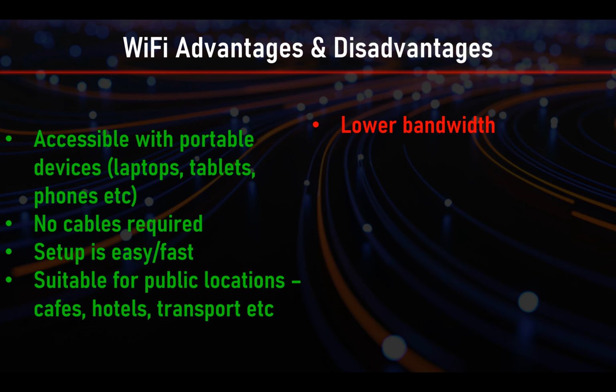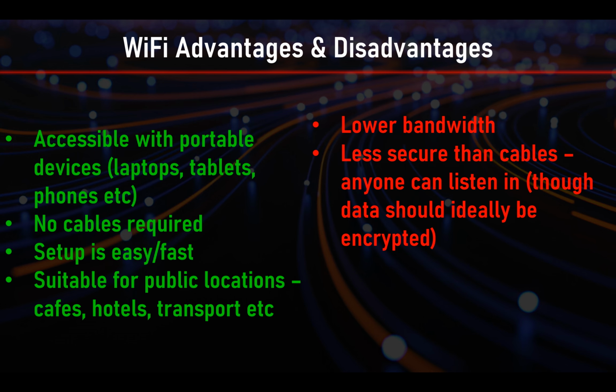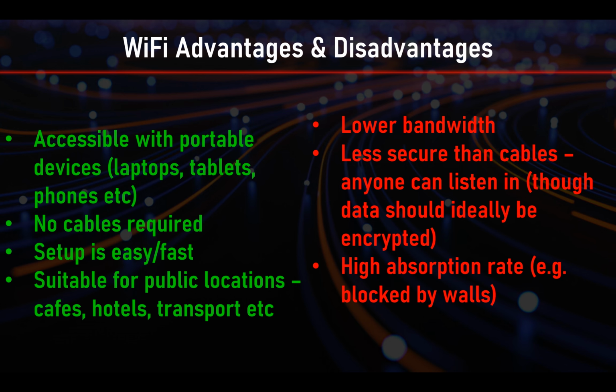However, disadvantages: it's going to be lower bandwidth compared to cabled, wired methods. Also less secure than wired methods because anyone can listen in, although again, data should ideally be encrypted. Also a high absorption rate, e.g. blocked by walls, and short range. So I guess Wi-Fi is 20 to 150 meters, and for a home router, probably 20 meters is sort of the maximum, to be honest.